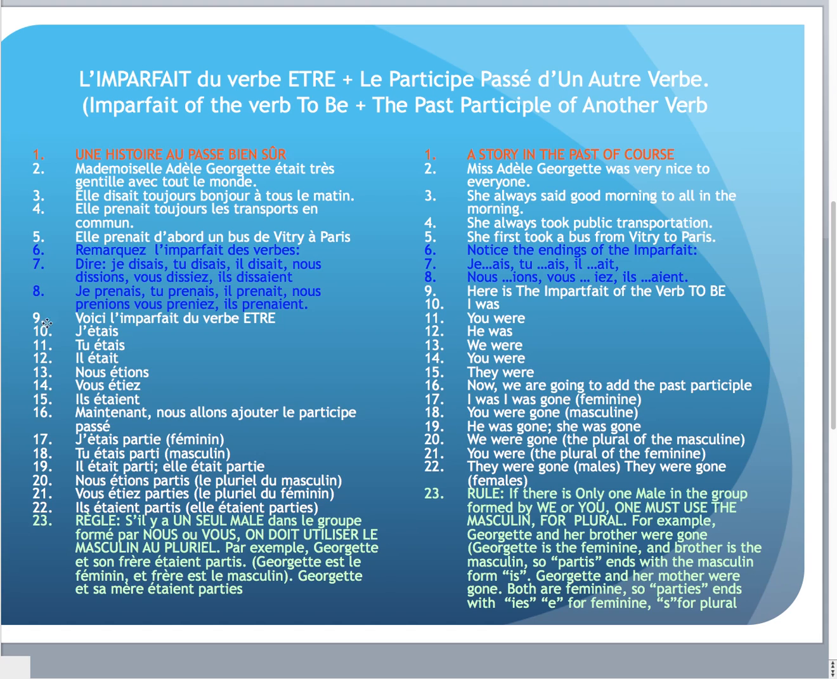Now, sentence 9 is introducing l'imparfait du verbe être. Here is the imperfect form of the verb to be.